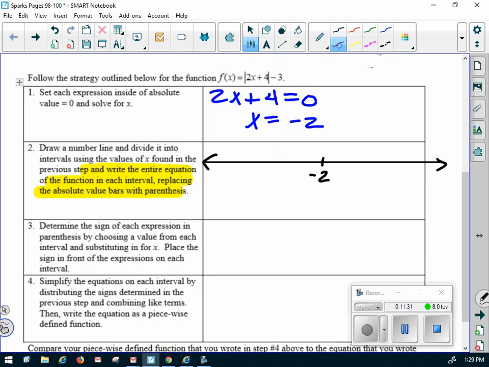So here's what I'm going to do. Notice that that -2 breaks the number line into two parts, less than -2 and greater than -2. I'm going to rewrite this equation below, but I'm just going to replace the absolute value bars with parentheses. So I want you to write it like this.